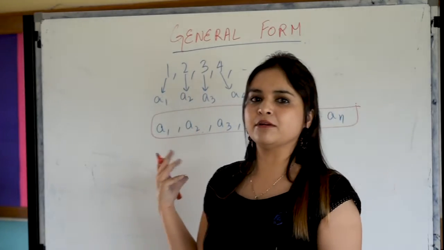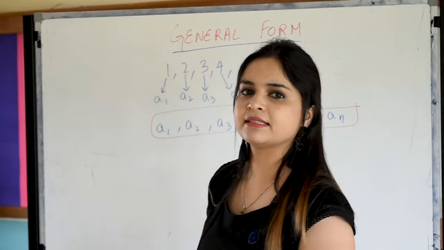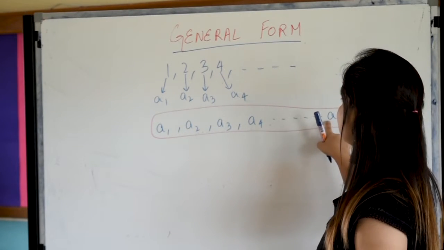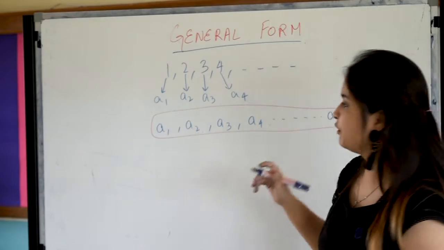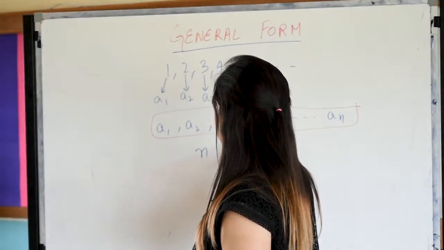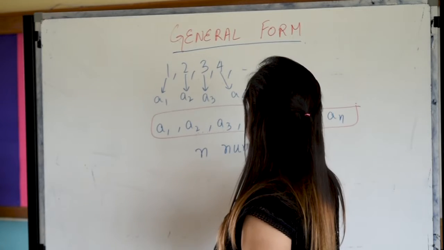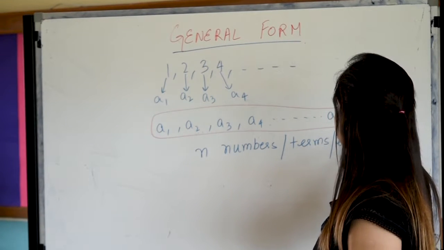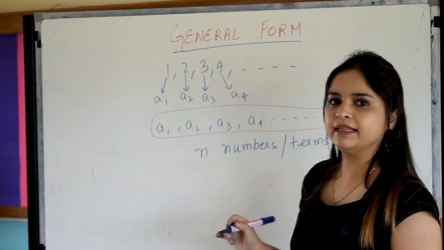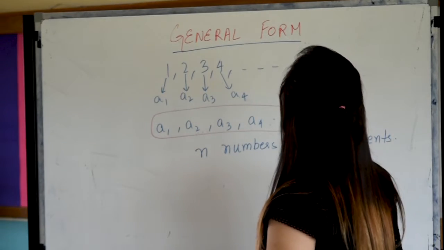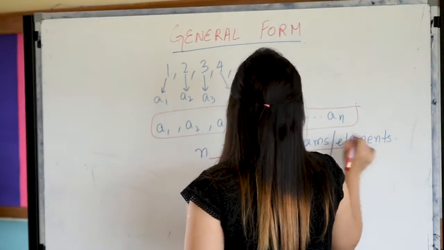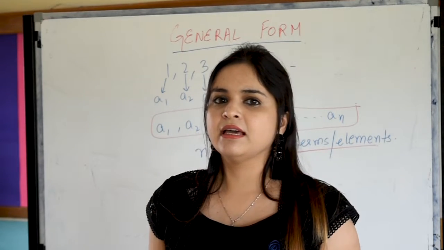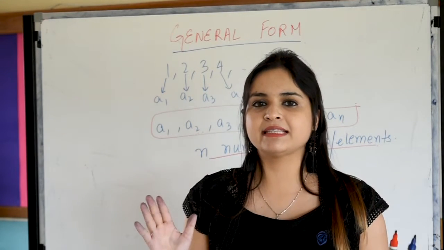Now how many terms or how many elements are there in this general form of a sequence? What is the last number? Last number is AN. So that means we have n numbers or n terms, or you can say n elements in this sequence. Okay. Now this was just the introduction of sequence. Now name of our topic is sequence and series.